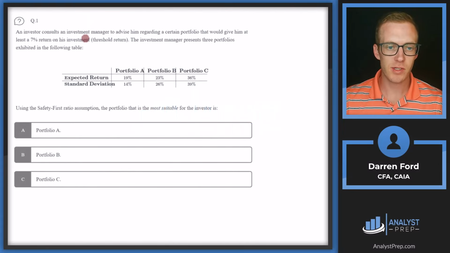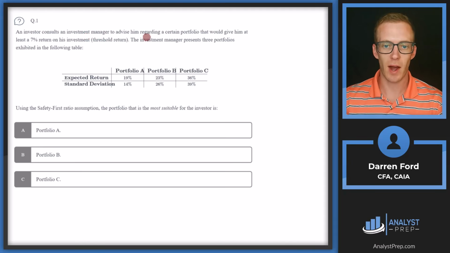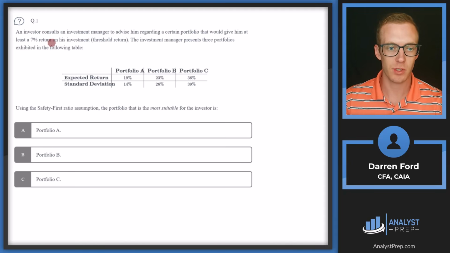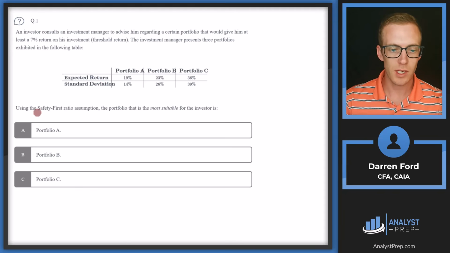Question 1. An investor consults an investment manager to advise him regarding a certain portfolio that would give him at least a 7% return on his investment, or his threshold return. The investment manager presents 3 portfolios exhibited in the following table. So we've got portfolios A, B, and C, and we have their expected returns and standard deviations. Using the safety first ratio assumption, the portfolio that is most suitable for the investor is portfolio A, B, or C.